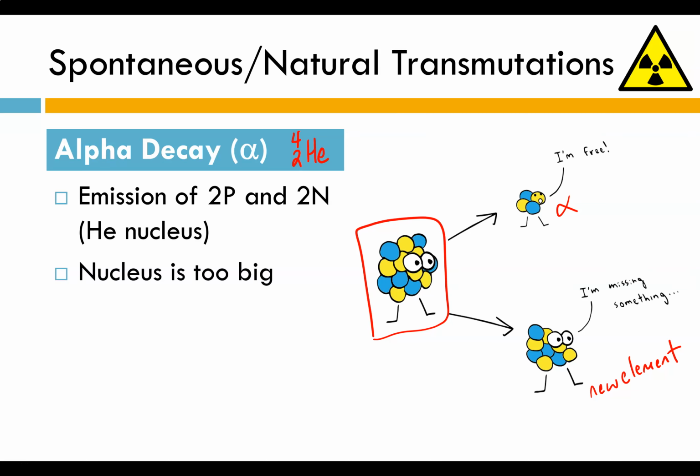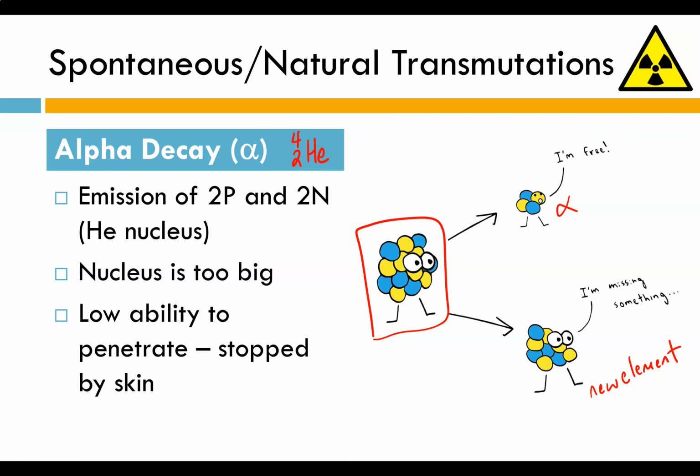This occurs when the nucleus is just too big. And these alpha particles that get emitted have a very low ability to penetrate. In other words, if you got hit with some alpha particles, they're not going to be able to get past your skin. Please don't misunderstand into thinking that alpha particles are not potentially dangerous. You can get alpha burns. You can imagine if you somehow ingested or inhaled something that emits alpha particles, the particles can't escape your body. But associate alpha particles with a low ability to penetrate.